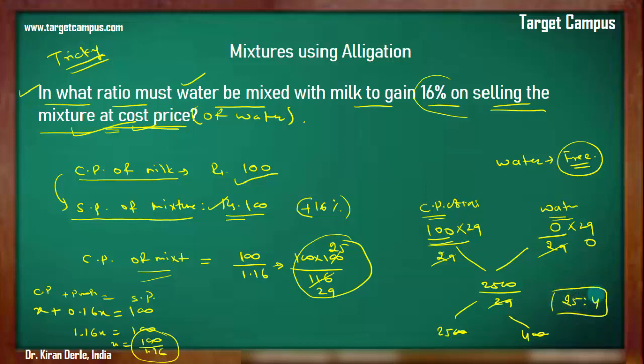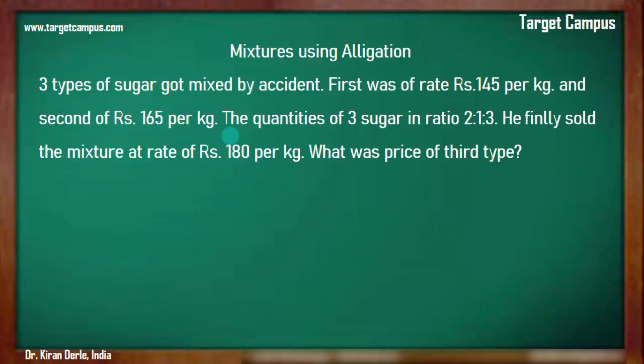The final ratio is 25:4. In this ratio, milk should be mixed with water so as to get 16% profit by selling at the cost price of milk only. Right? I hope you see this is a tricky question, as I said, but try to decode this logic, right? Things will be very much simple. You will be master in mixtures and alligation, trust me. I hope this is clear.